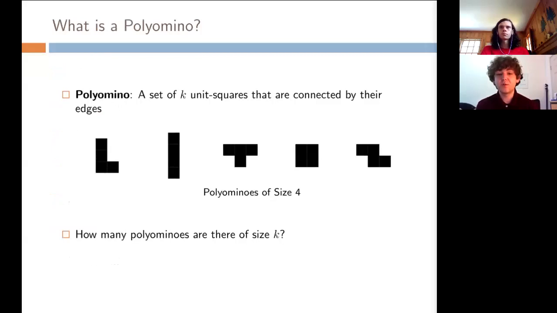You are probably wondering what a polyomino is. If your first thought is of a domino, you're on the right track, as a domino is a polyomino of size 2. A polyomino is defined as a set of k unit squares that are connected by their edges. Here we have some polyominoes of size 4, which you may recognize as the pieces of Tetris. A common question is to ask, how many polyominoes are there of size k?